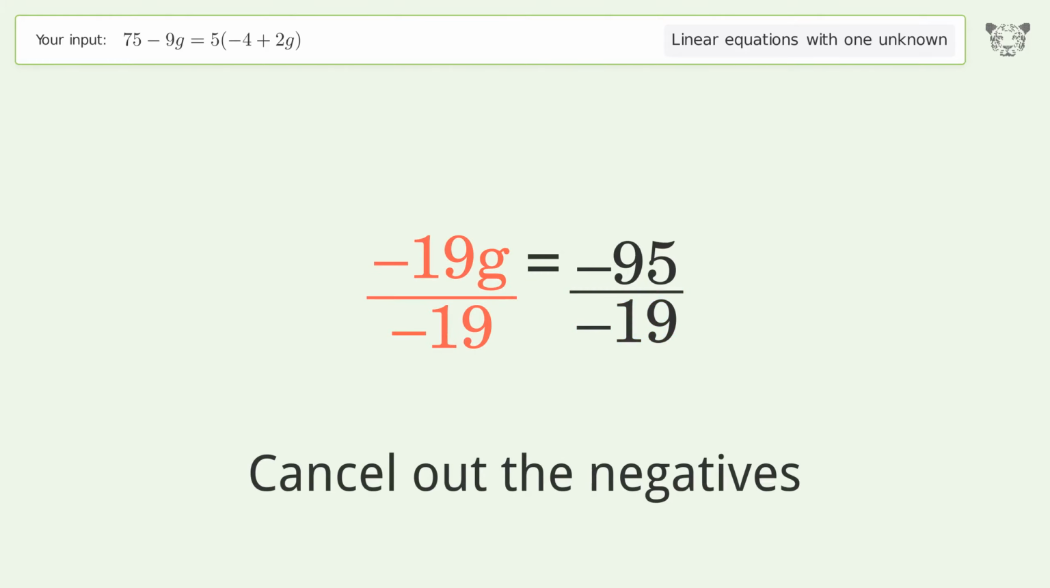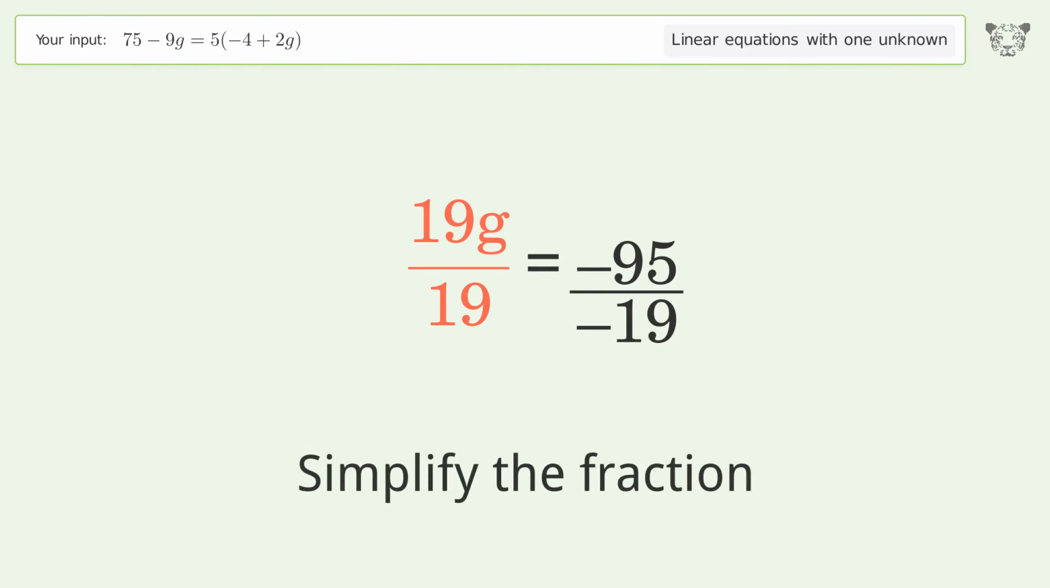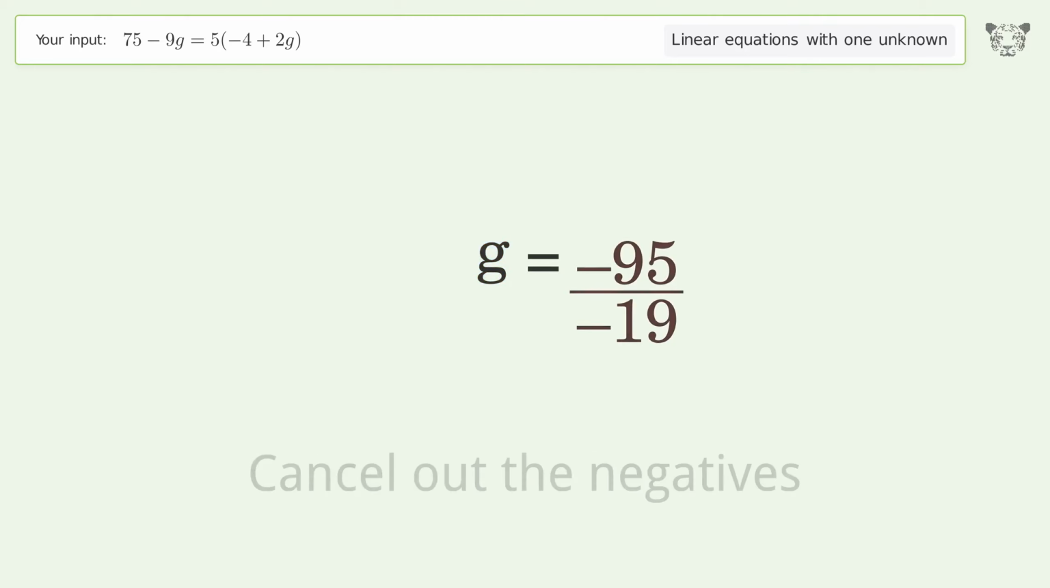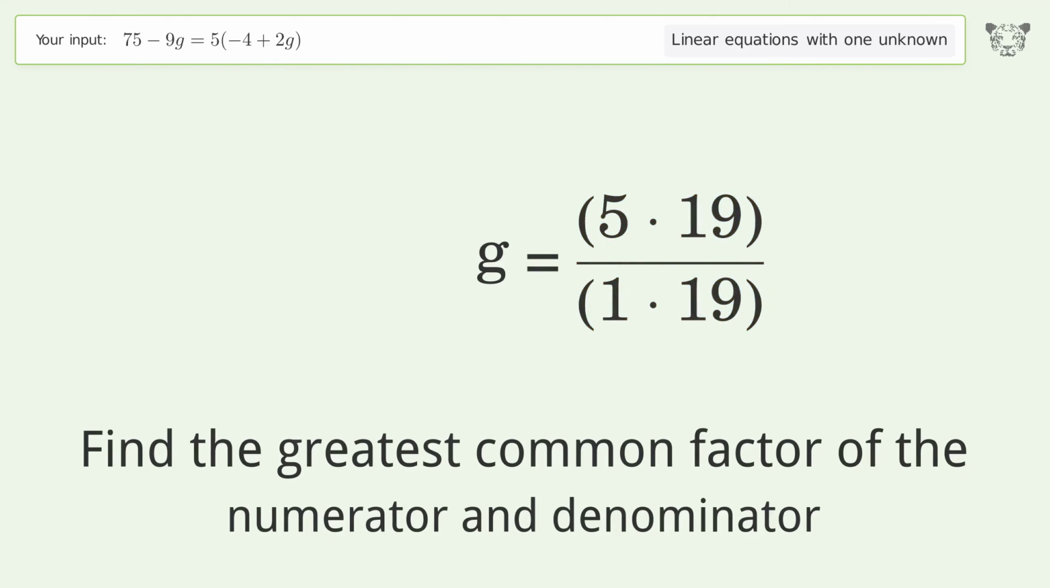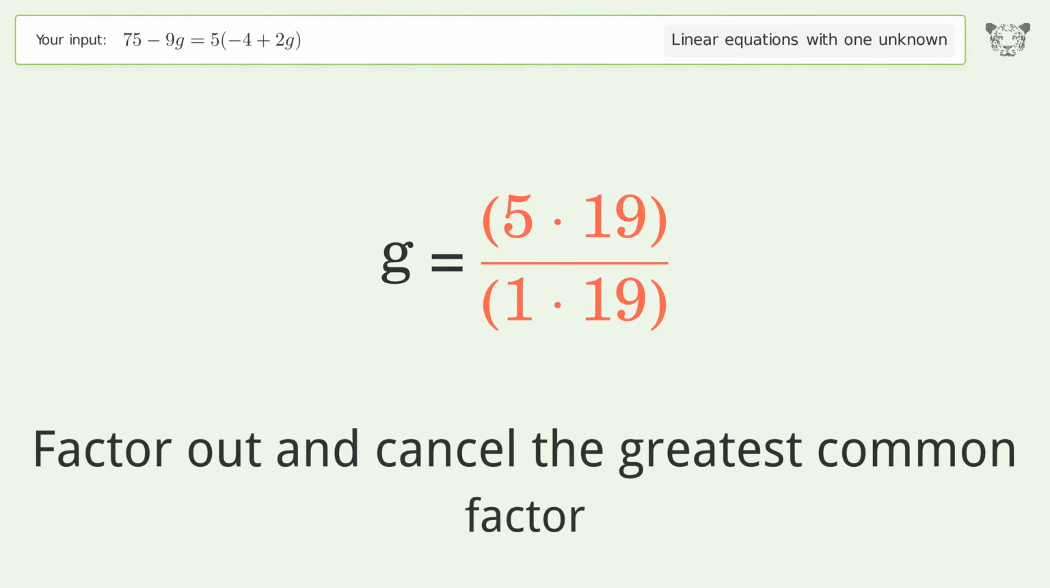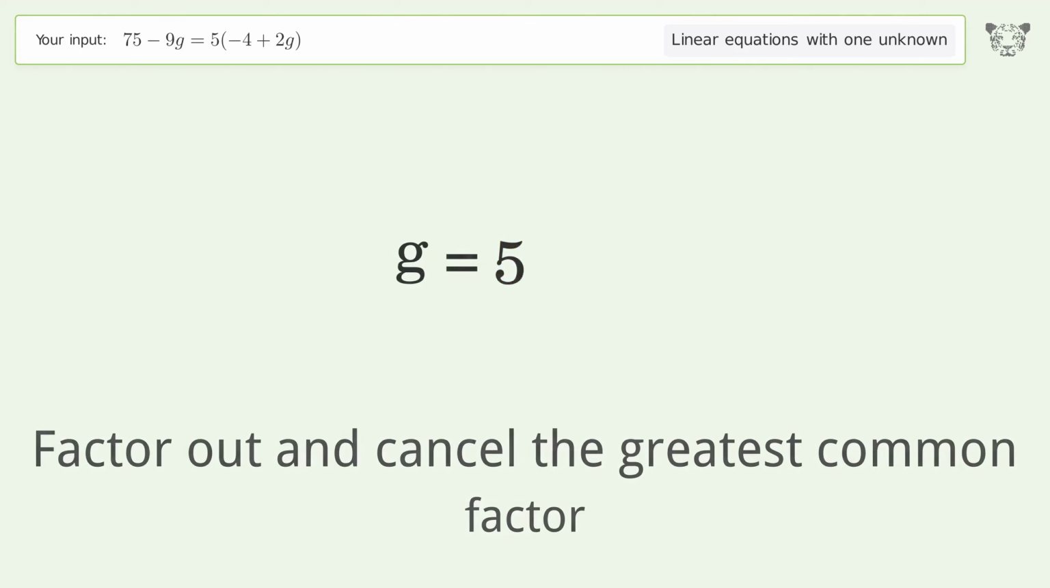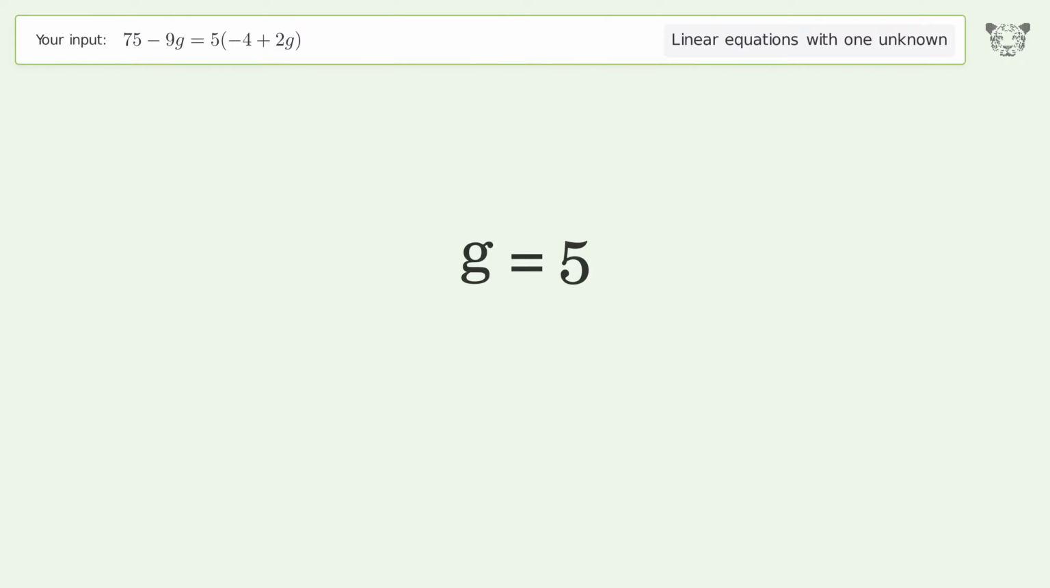Cancel out the negatives. Simplify the fraction. Cancel out the negatives. Find the greatest common factor of the numerator and denominator. Factor out and cancel the greatest common factor. And so the final result is g equals 5.